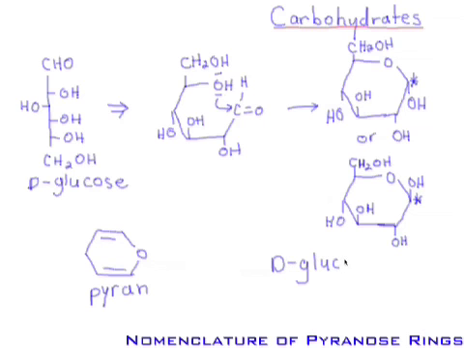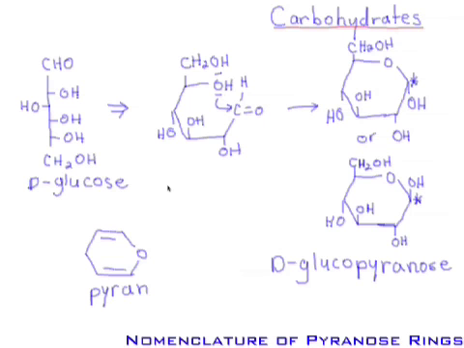D-glucopyranose. So when you have a straight chain Fischer, you have D-glucose. But when you have the sugar in a ring structure that is a 6-membered ring with one of the atoms being oxygen, you have a pyranose ring, and hence we have, in the case of glucose, D-glucopyranose.